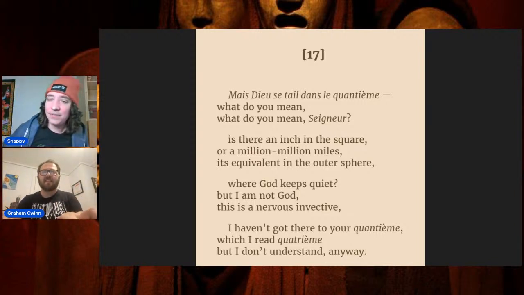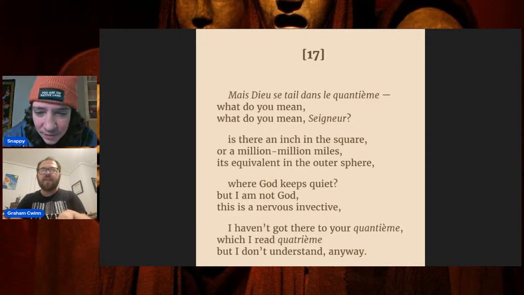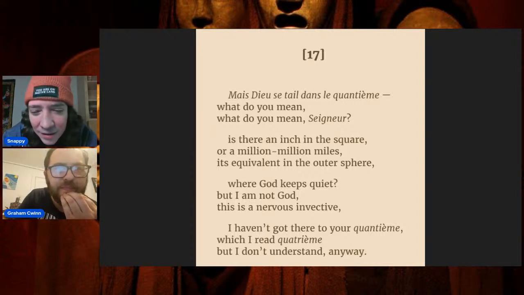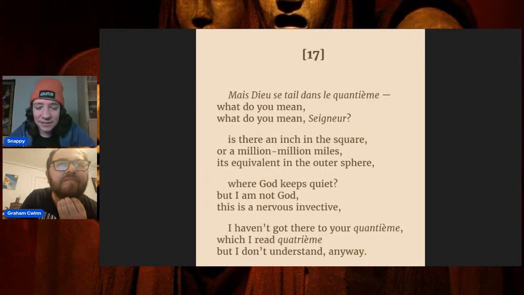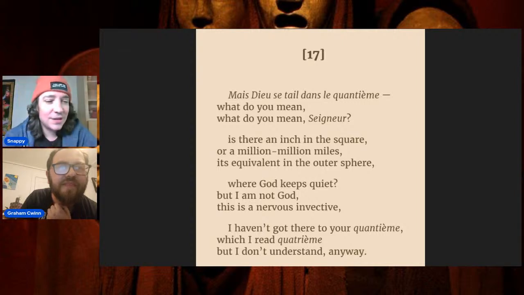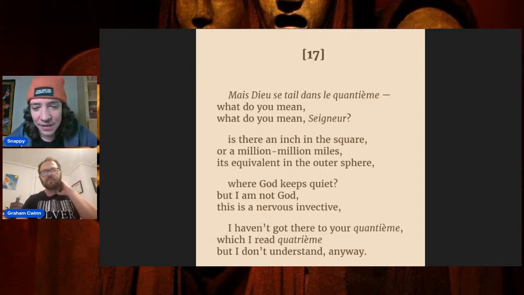What are these words? Quatrième. Quantième is date, and quatrième is fourth, like the fourth. Oh, wow. To your fourth, which I read as date, but I don't understand anyway. That's interesting. You know, the four is that cycle of Earth. Yeah, four is the cube, right? And the three is that feminine, is the triangle.